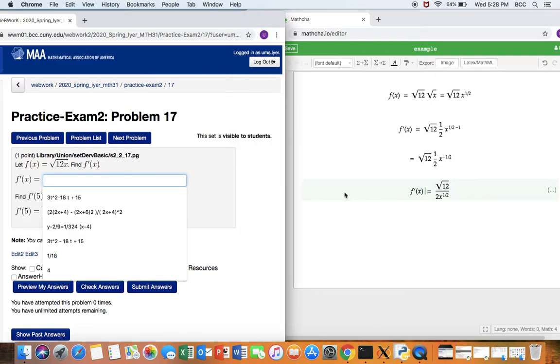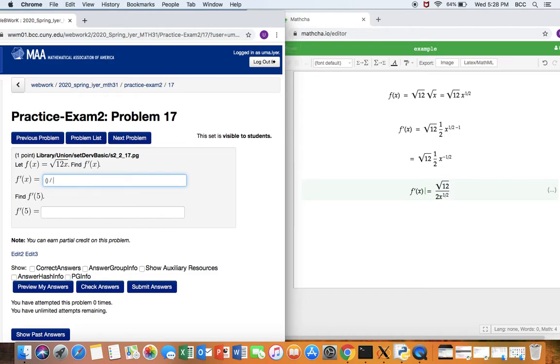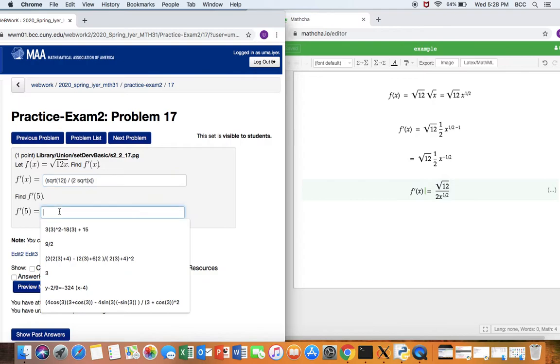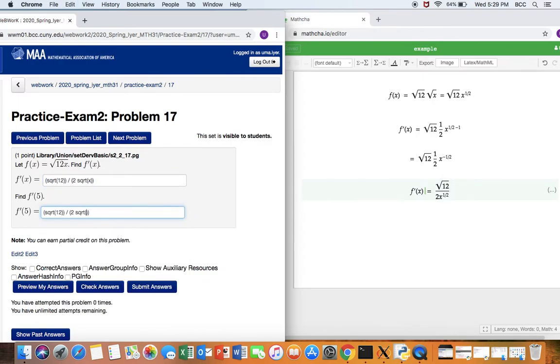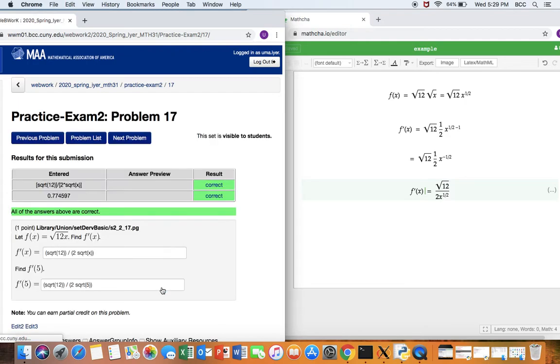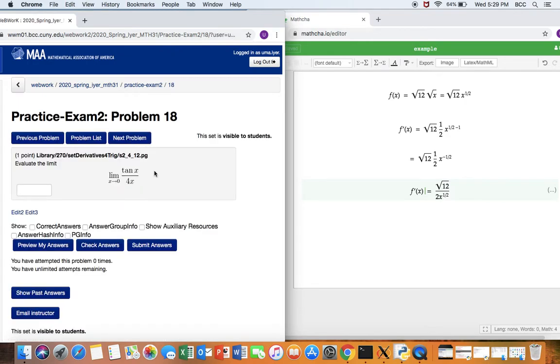So how do I write it? Because this is a fraction, I'll write numerator over denominator. Numerator is square root 12. That part is set. Denominator is 2 square root x. I hope that's clear. x to the power half is square root x. How do I find this derivative at 5? Wherever I see x, I replace it by 5. Okay. Submit. Good. Next problem, problem 18.